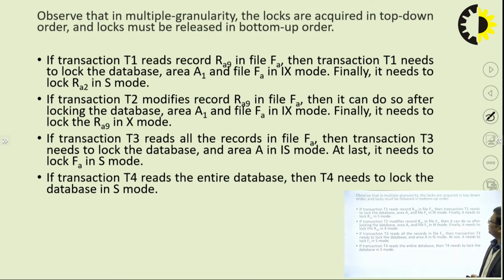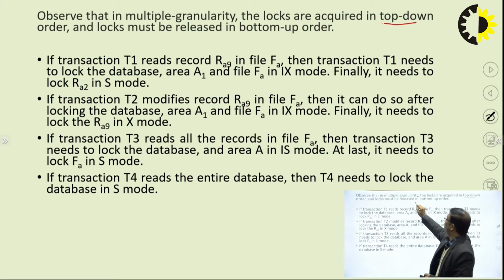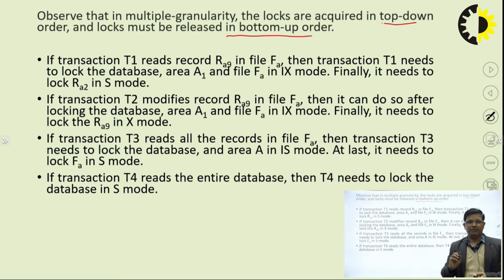In multiple granularity, the locks are acquired in a top-down approach, and locks must be released in bottom-up order. So if we apply any lock, we first apply the lock at the top level. It means we have to apply the lock on the database, then area, then file, and then record. But if we release the locks, first we have to release the lock from the record, then from the file, then from the area, and then from the database. Okay, so these are the different examples of how to apply the lock and how to release the lock.